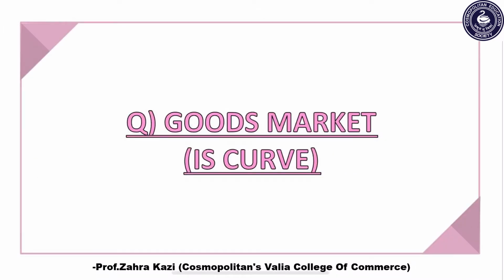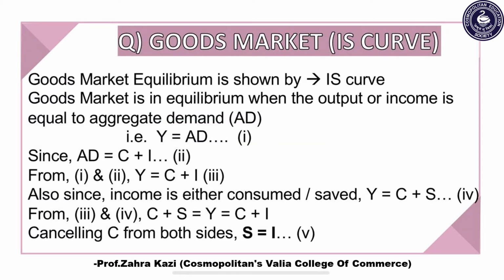Let's understand the IS curve, also known as the goods market. Let's understand more about the goods market. Goods market equilibrium is shown by the IS curve. The goods market is in equilibrium when the income or output is equal to aggregate demand. That is, Y is equal to AD. Income is equal to aggregate demand. This is equation 1. Since we already know, students, that aggregate demand is the total of consumption expenditure plus investment expenditure, this becomes our equation 2.